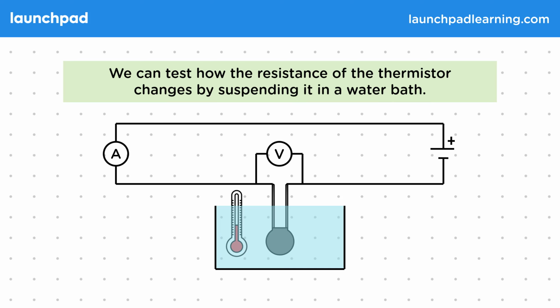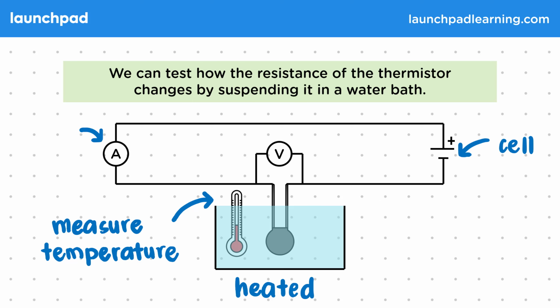We have a cell which is supplying the potential difference and current to the circuit. Then there's an ammeter in series with the thermistor to measure the current through both itself and the thermistor. And finally, we have a voltmeter in parallel with the thermistor to measure the potential difference across it. With these readings, we can calculate the resistance of the thermistor at a certain temperature, which is the dependent variable in the experiment. We do this with the equation R equals V over I.